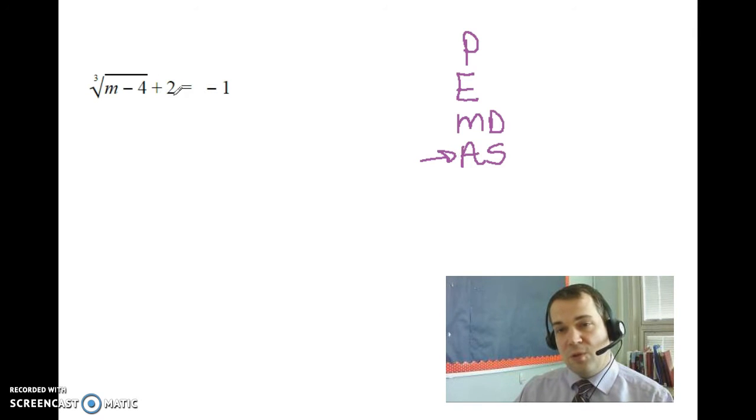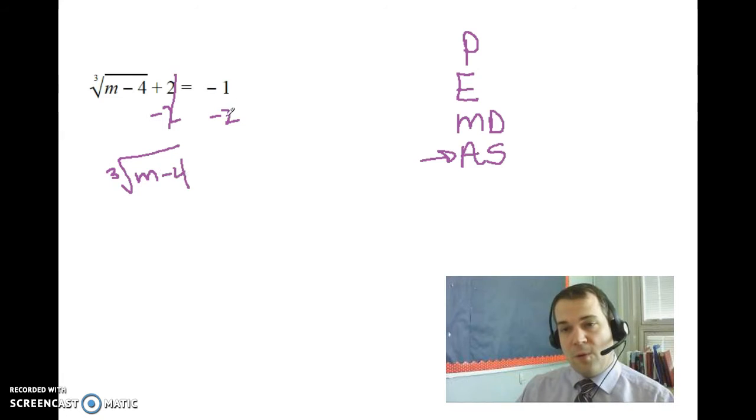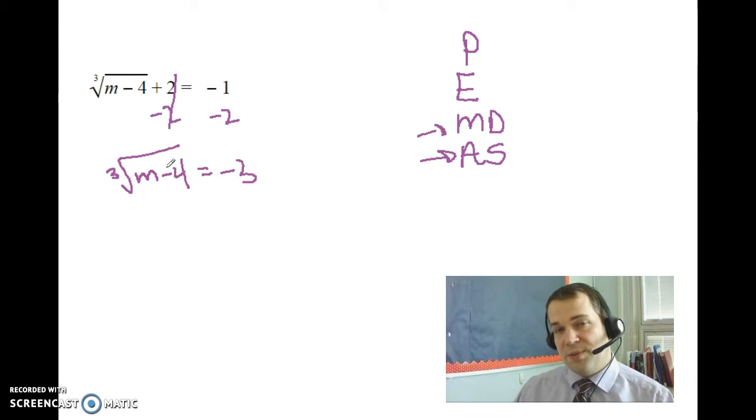I can see there's a plus 2 here, so I'll subtract the 2 from both sides. These will cancel. On the left side, that leaves me with a cube root of m minus 4, and then negative 1 and negative 2 combine to make negative 3. I'll look outside the radical to see if there's anything to multiply or divide, but there's not, so I took care of that.